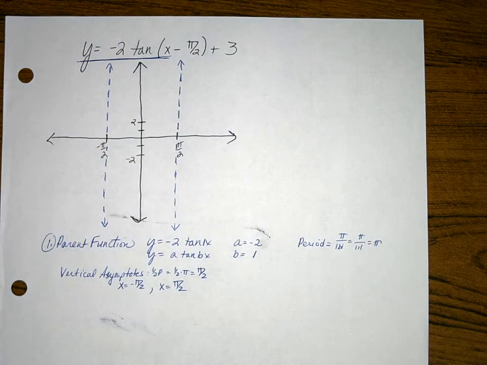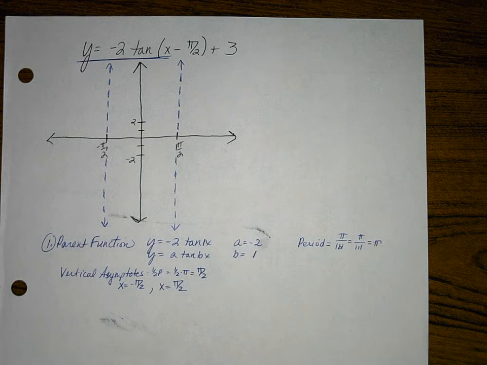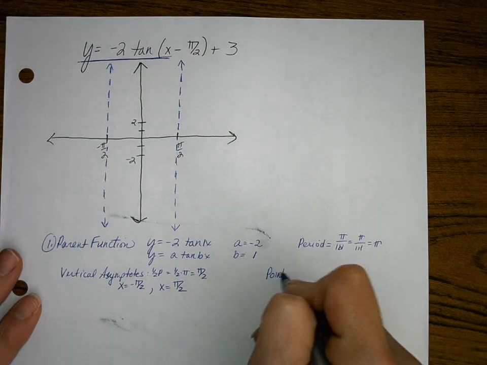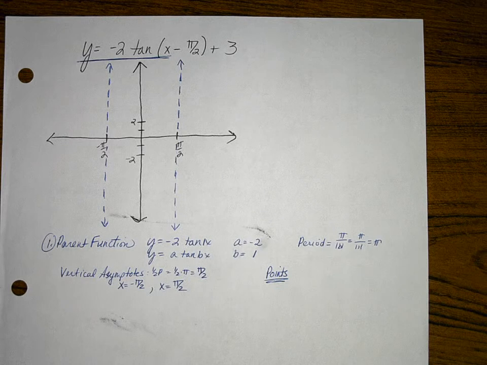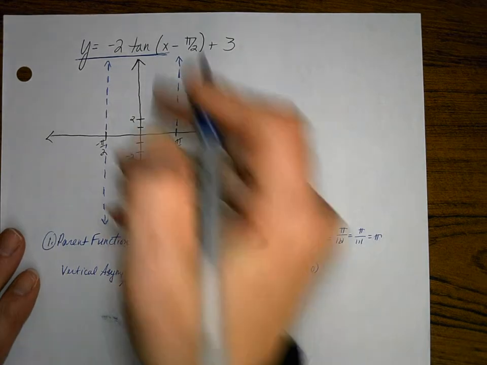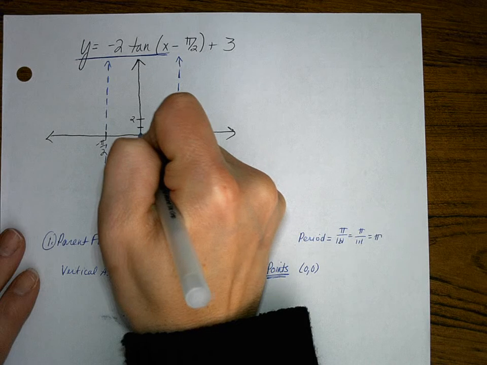All right. Now what? Am I good? No. What do I need? I need some points. Absolutely. I need some points on this graph. Now, what points do we have? 0, 0. Gotta love 0, 0 tangent. The parent function always goes through 0, 0.